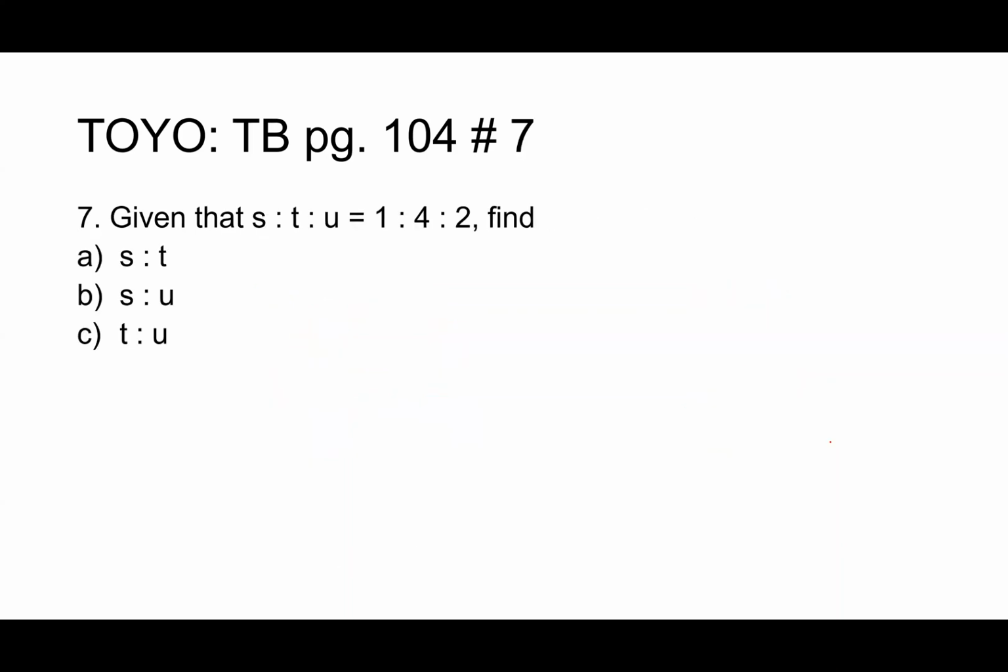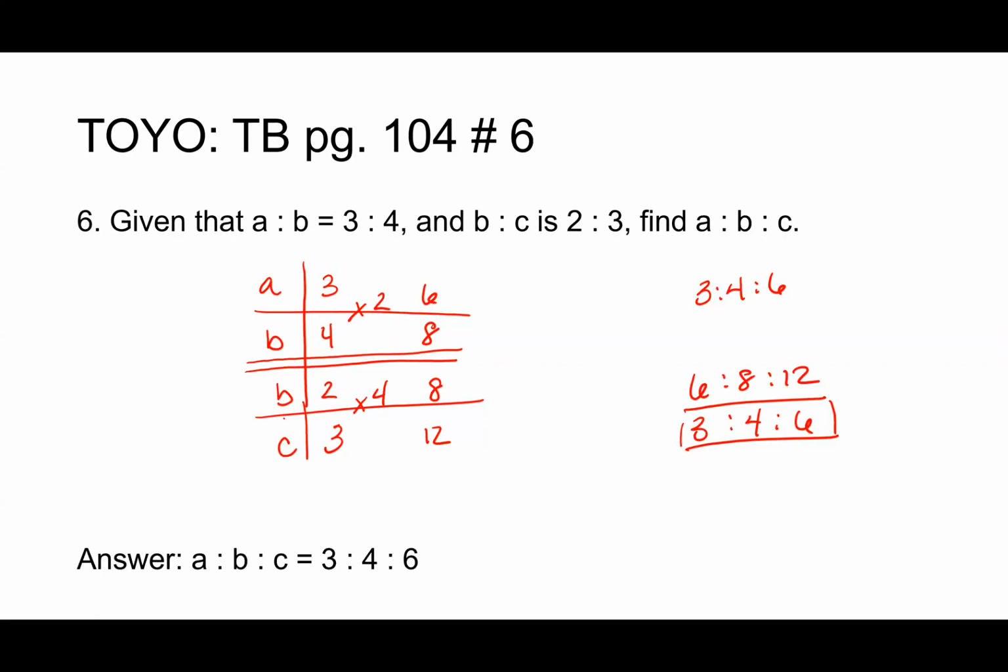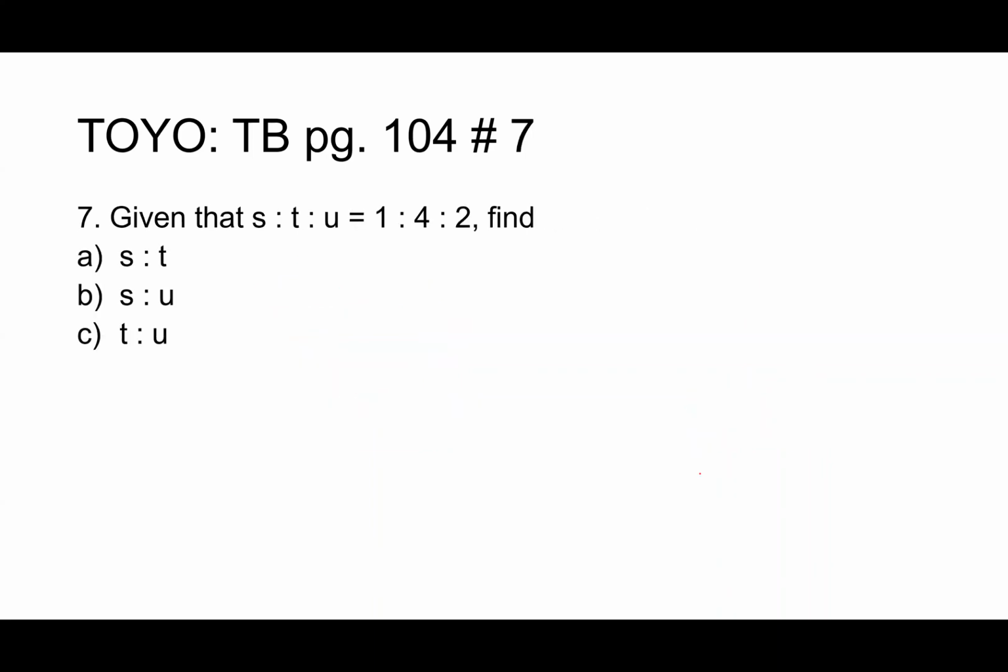All right, next one. All right, letter A, S to T. Nora, you had a question. Okay. Yeah, but Elin asked, what if we decided to multiply so that B was 8 in both ratios? I did it so that the multiple is 4. Yeah, and you should have gotten 3 to 4 to 6. Never mind. Did you do something wrong? Okay.